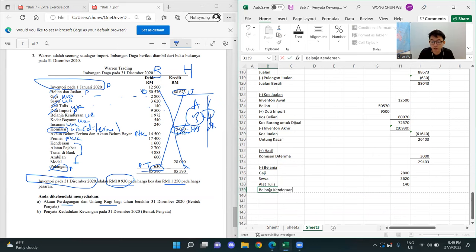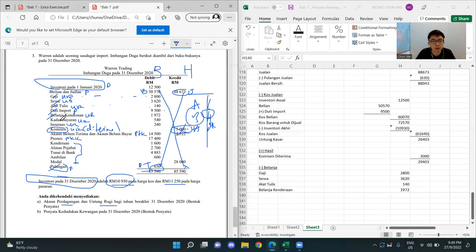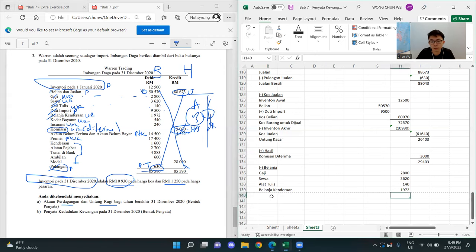And belanja kenderaan. What is the belanja kenderaan? Kenderaan is your vehicle, your car. So, belanja kenderaan is like you need to go and repair your car lah, or you buy some accessory, you know, you nak cuci kereta. All these are belanja kenderaan. Alright, 1972. Kereta rosak, you perlu baikikan. Oh, this is belanja. Kadar bayaran is all the bill electric, bill air, bill wifi, bill telefon. All these are kadar bayaran.